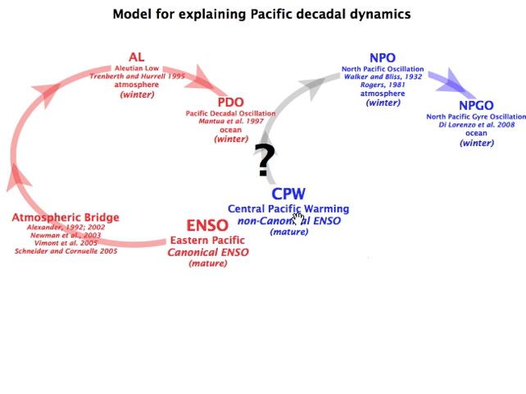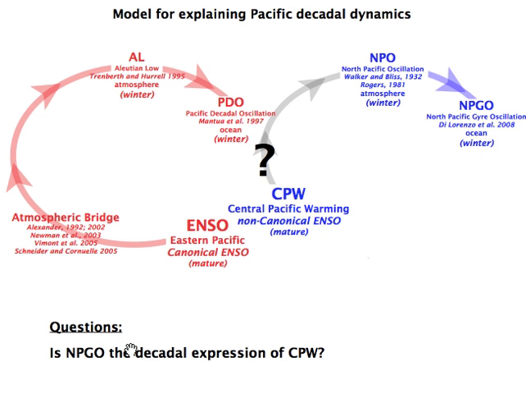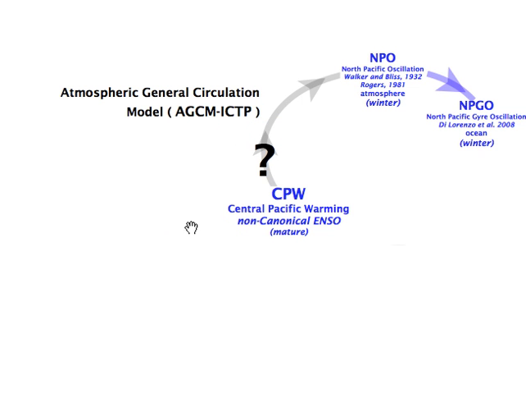So the question then is, is there a link between the Central Pacific warming and the NPGO? And this is where our project started. And so our first step was to ask the question, is the NPGO the decadal expression of the Central Pacific warming in the same way as the PDO is often referred to as the decadal expression of the El Niño Southern Oscillation? To address this question, we used a general circulation model of the atmosphere.